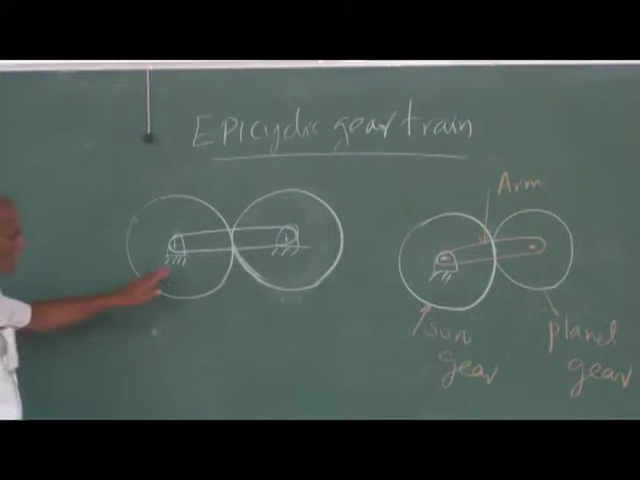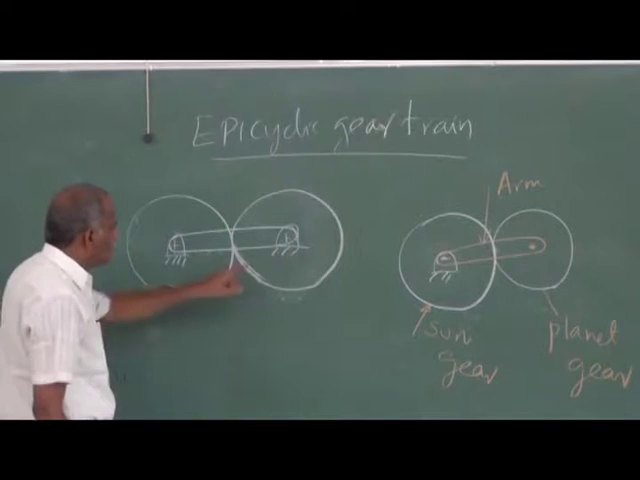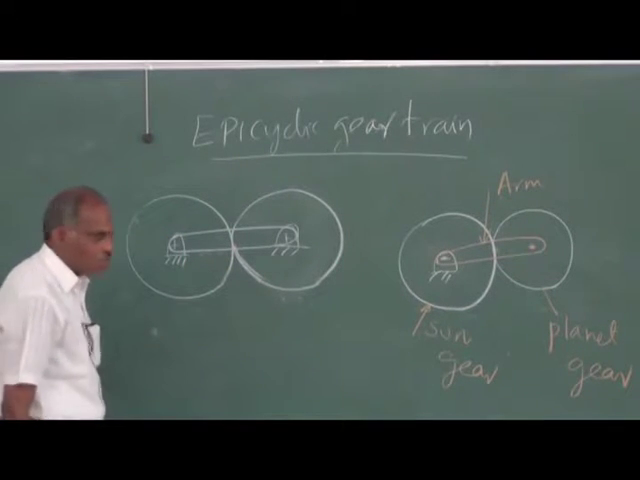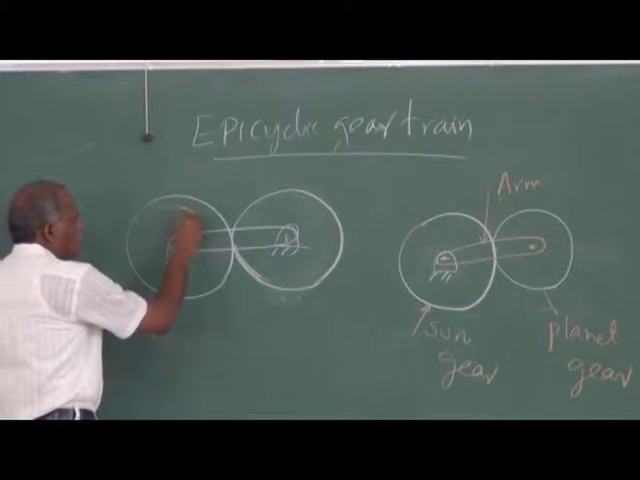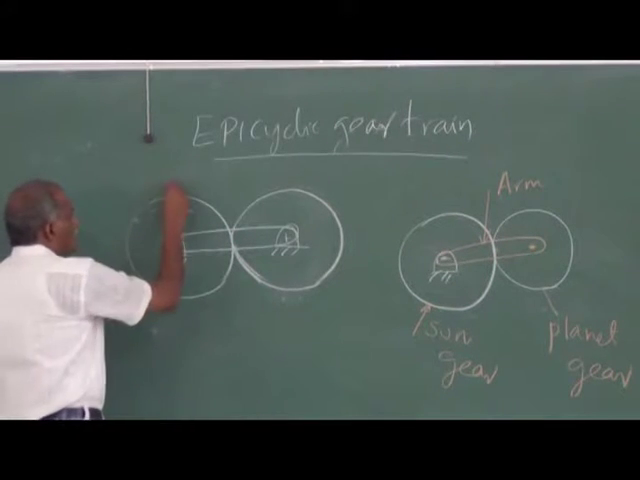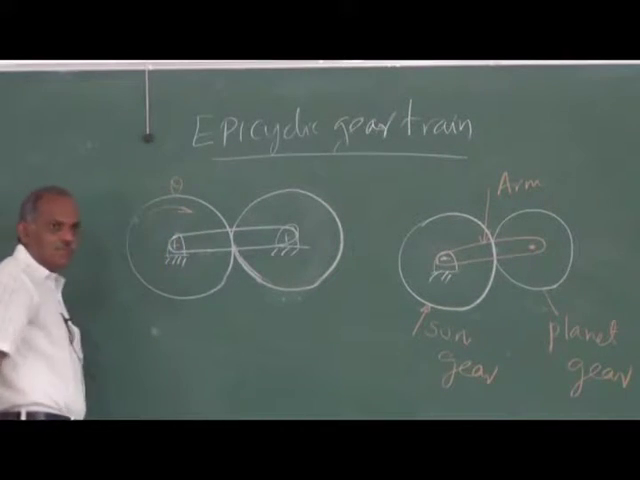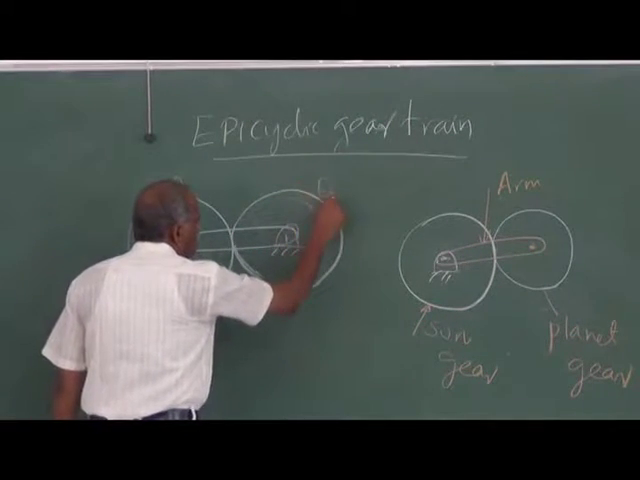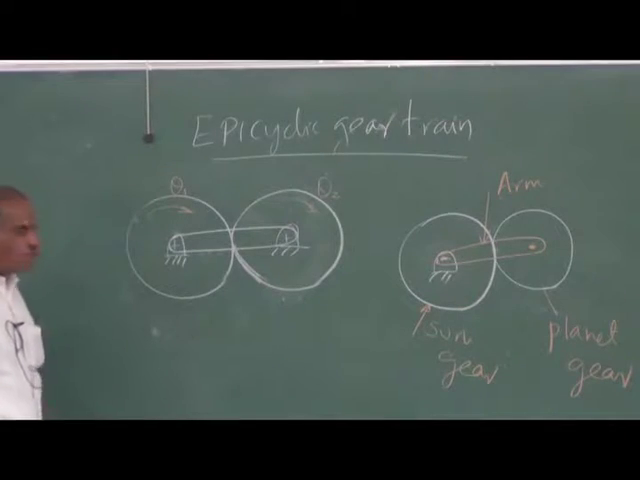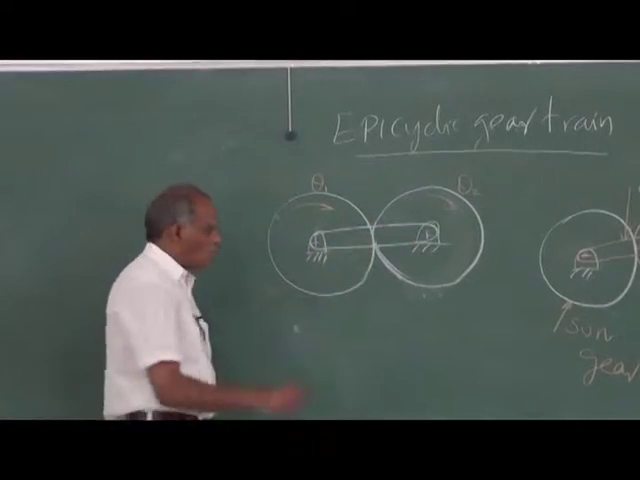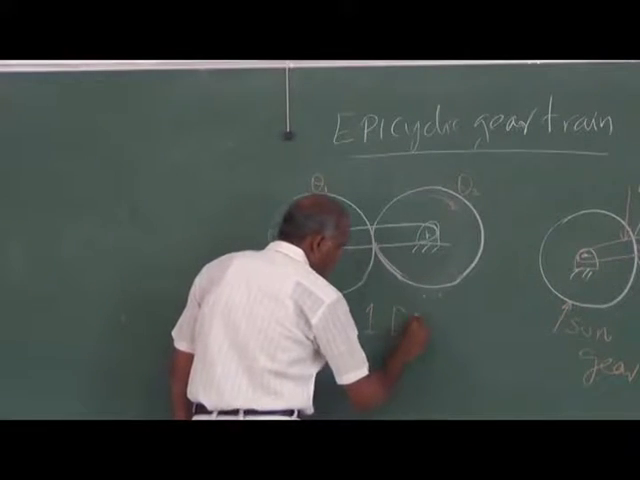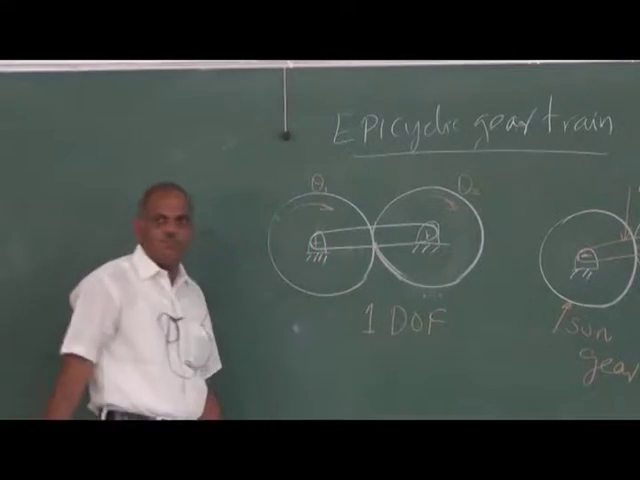So in case of an ordinary gear train, the output motion is entirely decided by the input motion. Suppose I give some input here by way of theta 1, the theta 2 is decided solely by theta 1. So for that I can say the degrees of freedom is 1.